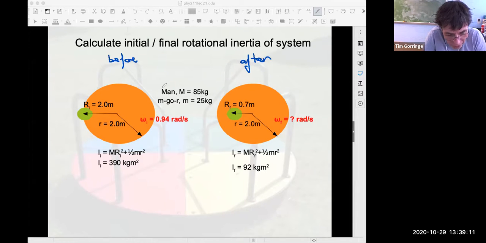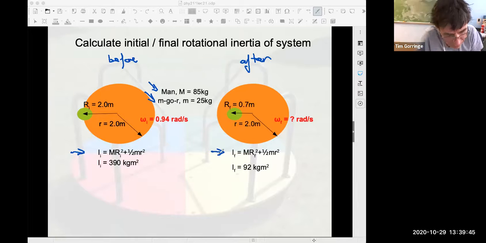So we were told the man's mass, we were told the merry-go-round's mass. So actually we can calculate, this is an important point from an earlier class, the moment of inertia of the entire system. How do I do that? So the first step is that the moment of inertia of the entire system of the man and the merry-go-round is simply the sum of the moments of inertia of the man moving in a circular path and the merry-go-round rotating in a circular path.